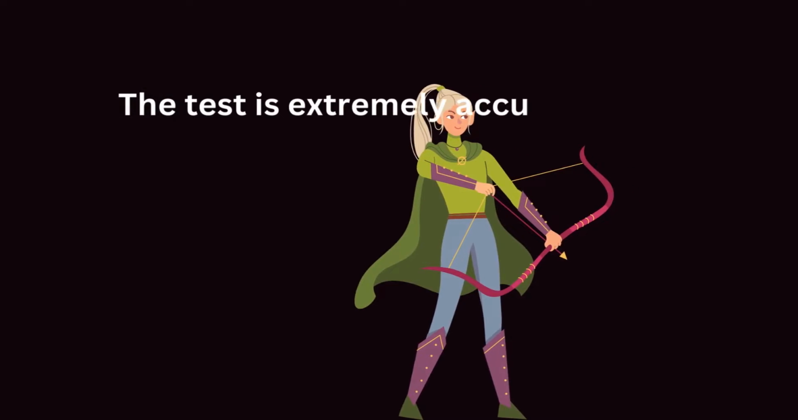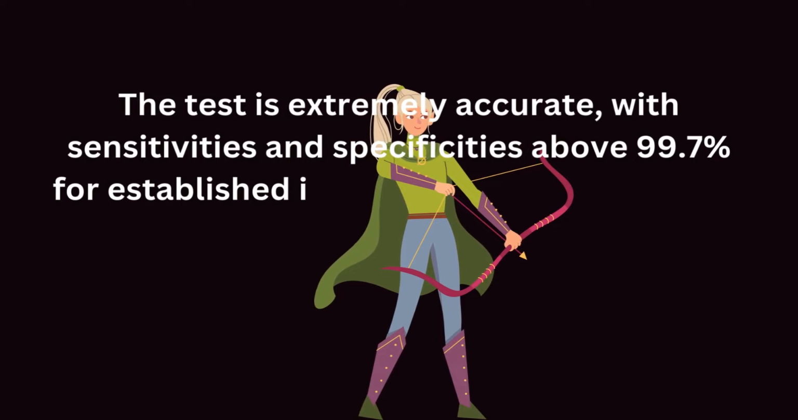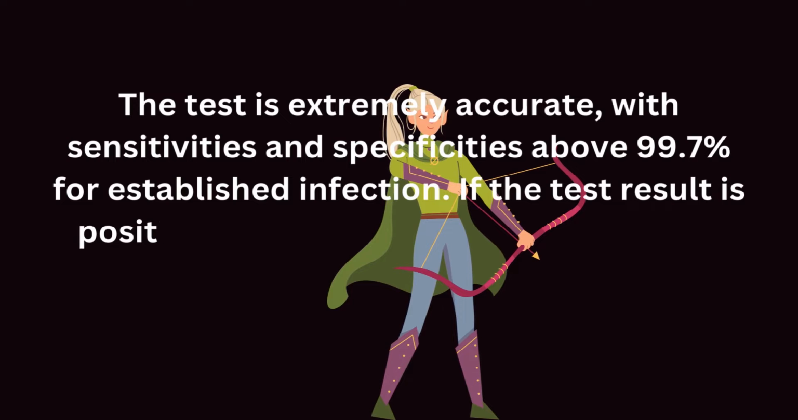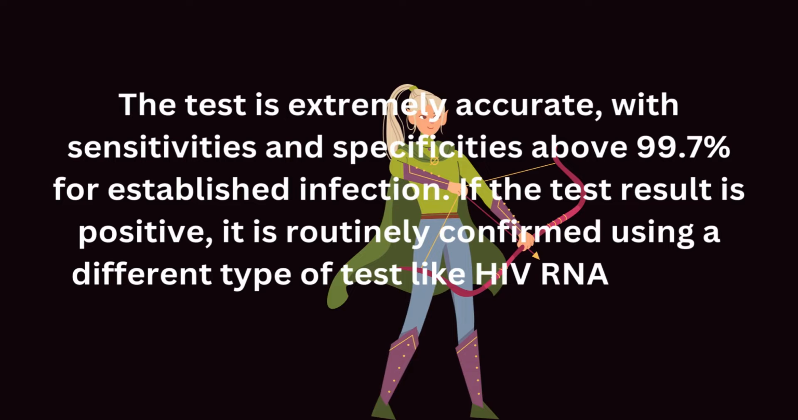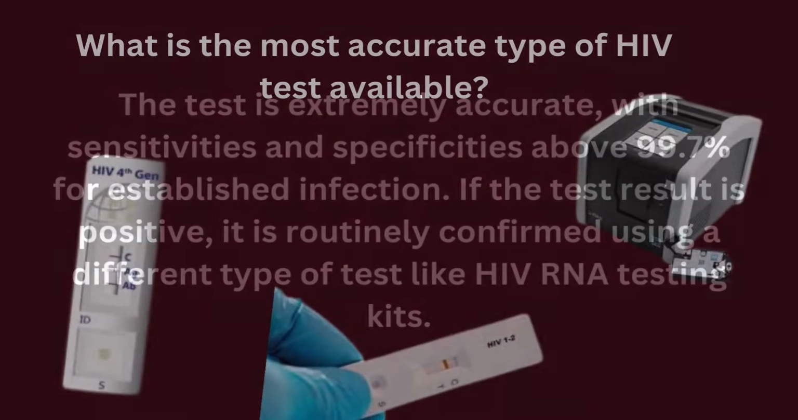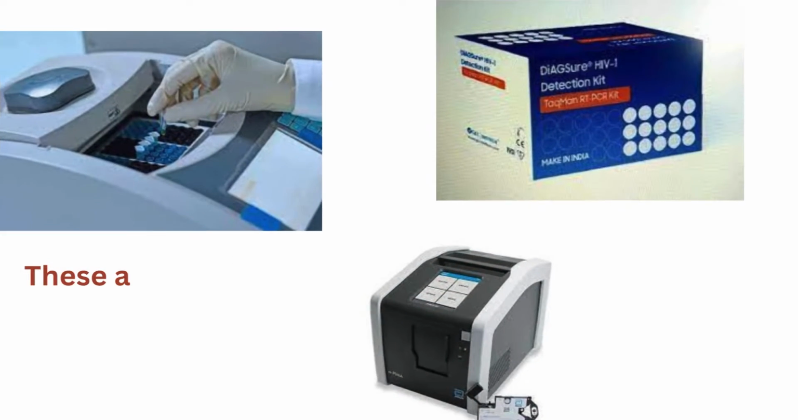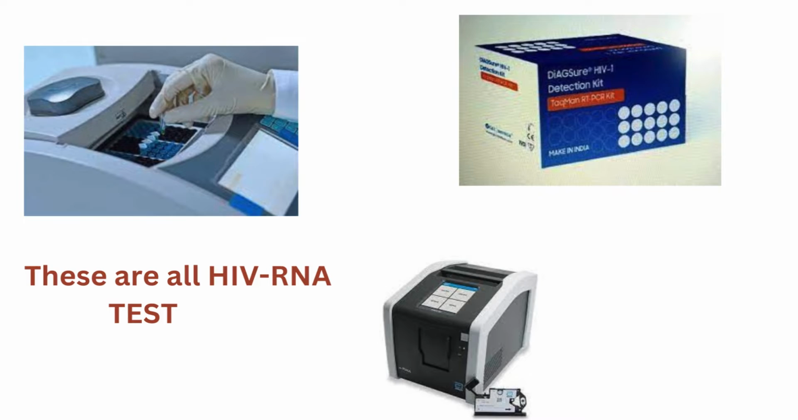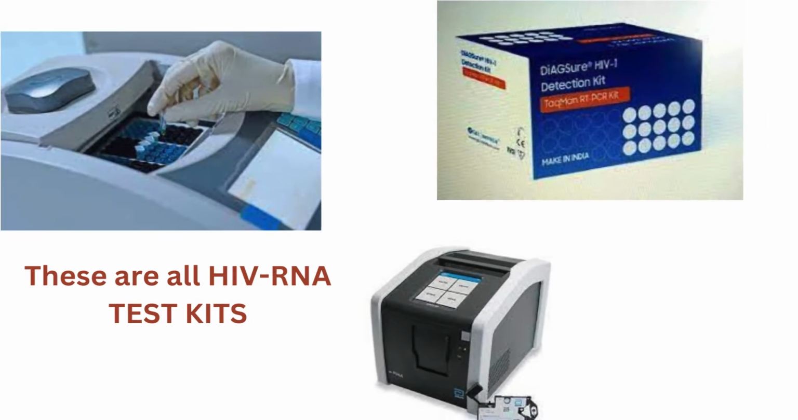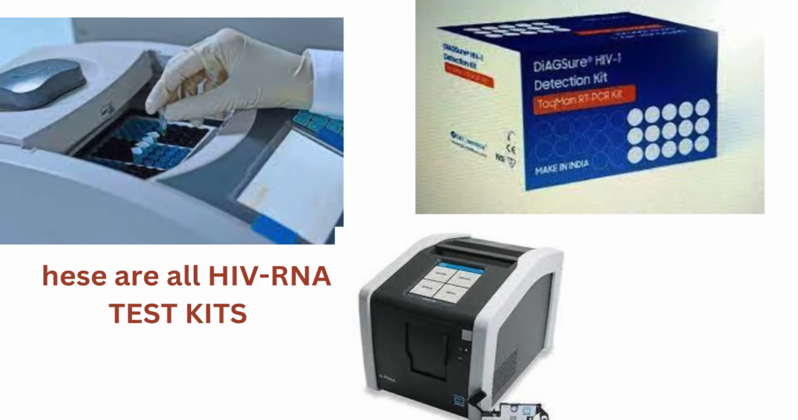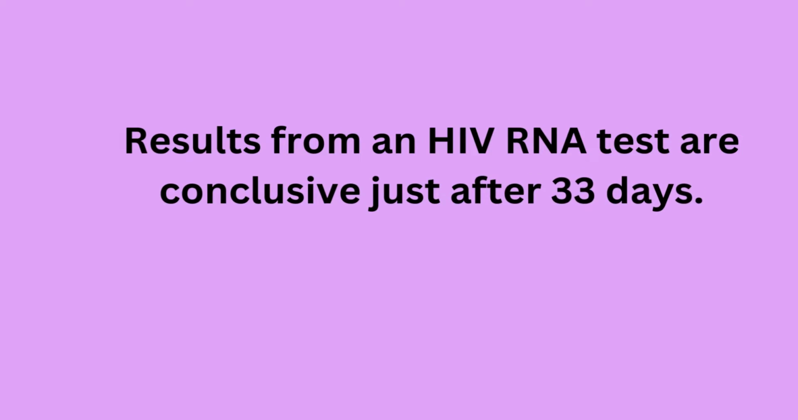The test is extremely accurate, with sensitivities and specificities above 99.7% for established infection. If the test result is positive, it is routinely confirmed using a different type of test like HIV RNA testing kits. What is the most accurate type of HIV test available? In my own view, HIV RNA testing kits are the most accurate because they detect the actual HIV viral proteins, and in addition, they have the shortest window period of just 10 days. Results from an HIV RNA test are conclusive just after 33 days.